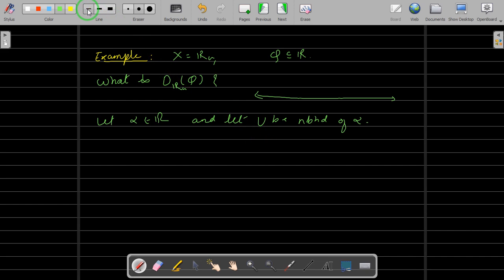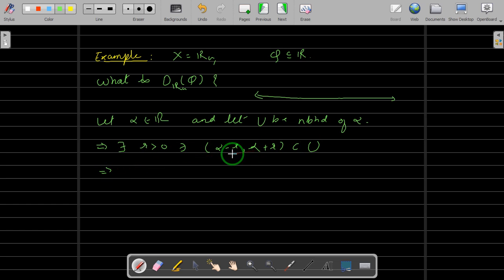Now you know that U is a neighborhood of alpha, that means alpha belongs to U and U is open. So if U is open, this implies there exists some r greater than 0 such that the basic neighborhood, that is (alpha minus r, alpha plus r), is contained inside U. That is by the definition of an open set. Neighborhood means it's an open set.